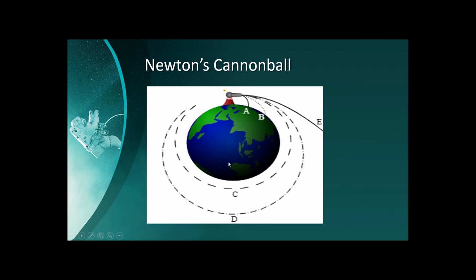If the cannon fires its ball with a low initial speed, the trajectory of the ball curves downward to A. As the firing speed increases, the cannonball hits the ground farther away from the cannon, that means at B, because while the ball is still falling towards the ground, the ground is increasingly curving away from it. You can see that in this image.